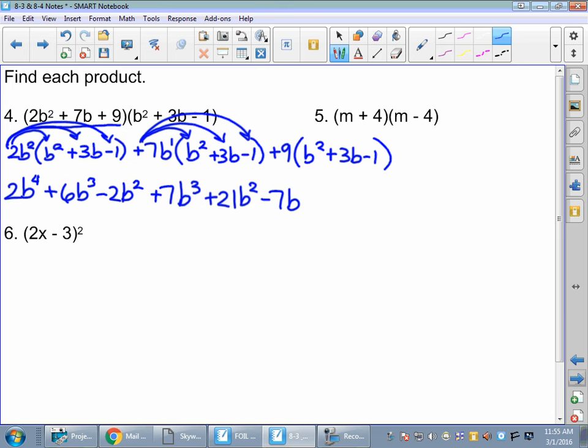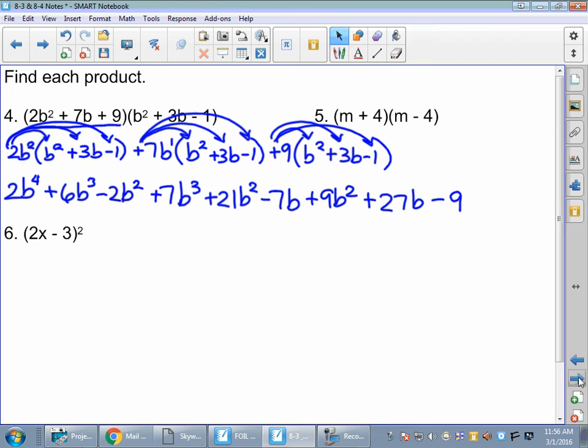One more time, distribute the positive 9 through. Positive 9 times b squared is 9b squared. Positive 9 times positive 3b is a positive 27b. And positive 9 times a negative 1 is a negative 9. So when I count all those up, I should have a total of 9 different products, which I do. And now we just need to clean up the 9 different products.